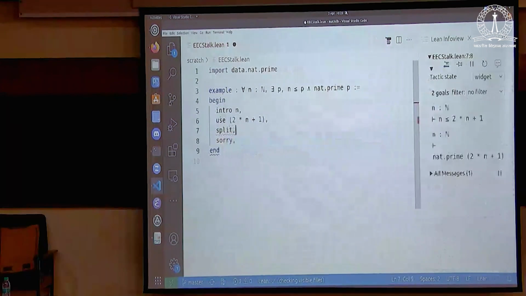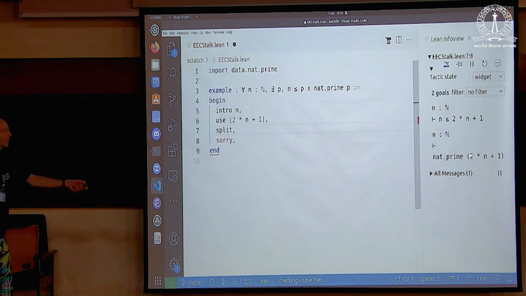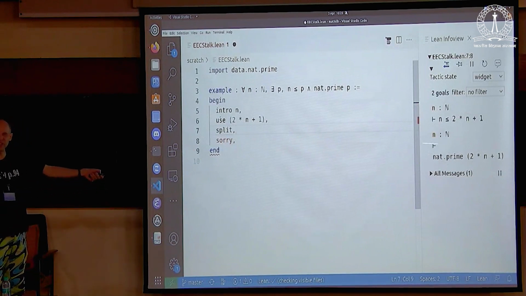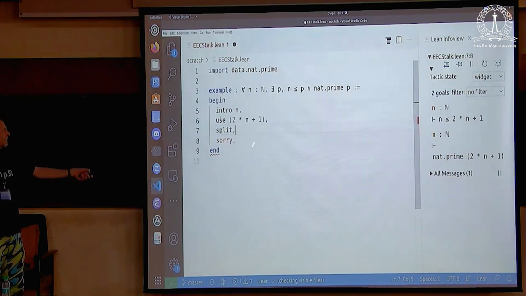So now I can do split. Now I've got to prove that n is at most 2 times n plus 1. That's true. But I've also got to prove that 2 times n plus 1 is prime, and that's not going to be true in general, right? If n is 10, then 2 times n plus 1 is 21. So this proof is like an undergraduate that's taken a wrong turn.